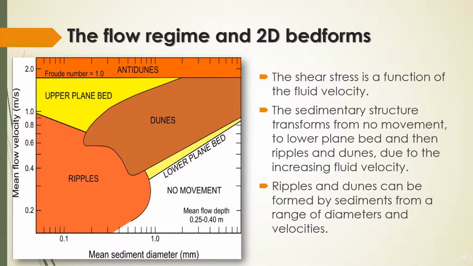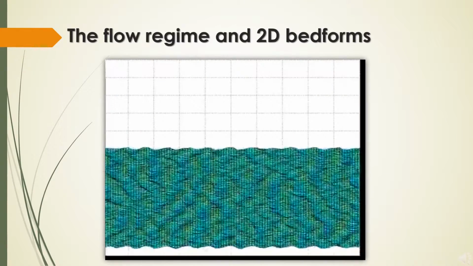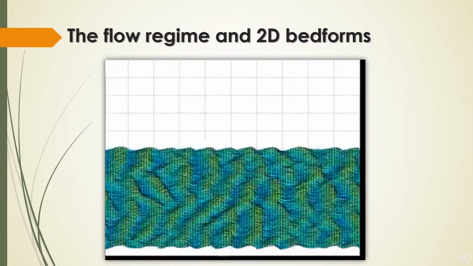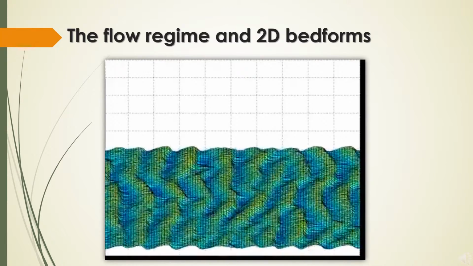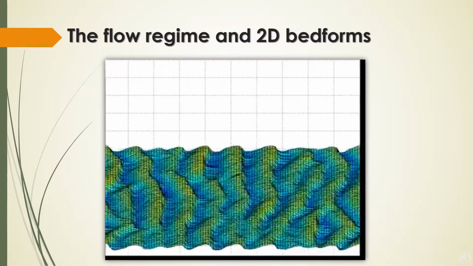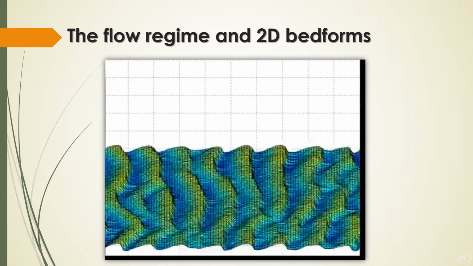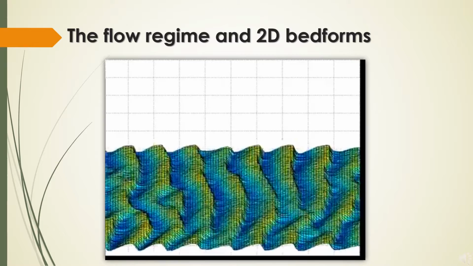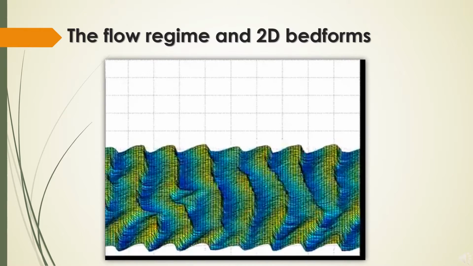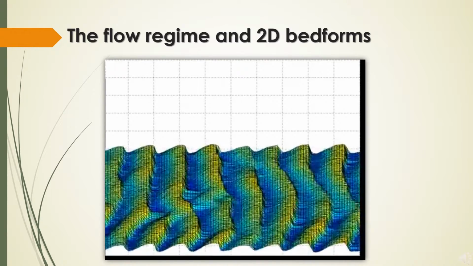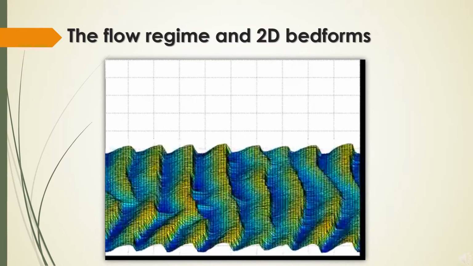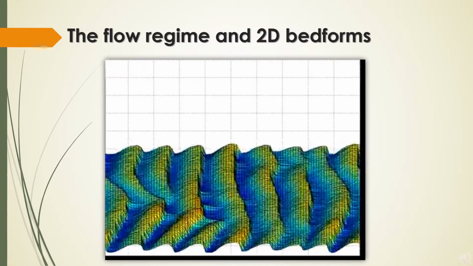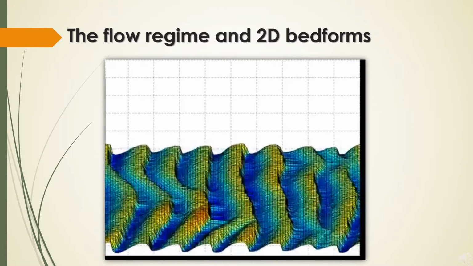So, as you can see, the flow velocity and the sediment diameter are the two governing parameters of the sedimentary structure. And from this little animation, we can see that as flow velocity increases, the shear stress of the fluid increases, and the transportation of the sediments results in the transformation from no movement to lower plane bed and eventually to ripples and dunes. The sediments that form these structures can be from a range of diameters and flow velocities, and of course, they are all from the lower flow regime.